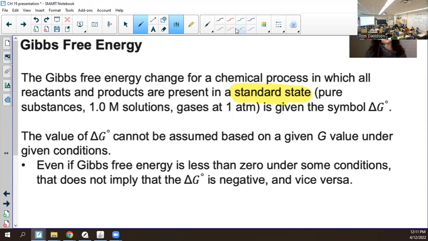Now, standard state, I sort of talked about it yesterday, but here we go. They're pure substances, meaning not a mixture. All right, it's 1 molar solutions. It's a gas at 1 atm. All right, those are the standard conditions. It didn't give the temperature, but it's at room temperature. If we have delta G naught, it means it's standard conditions.